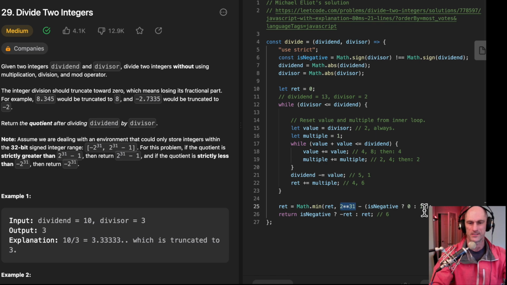Now, we could have gotten fancy by doing type conversion, but I just found that this ternary operator, although a little more verbose, is clearer. That's how to solve this problem.